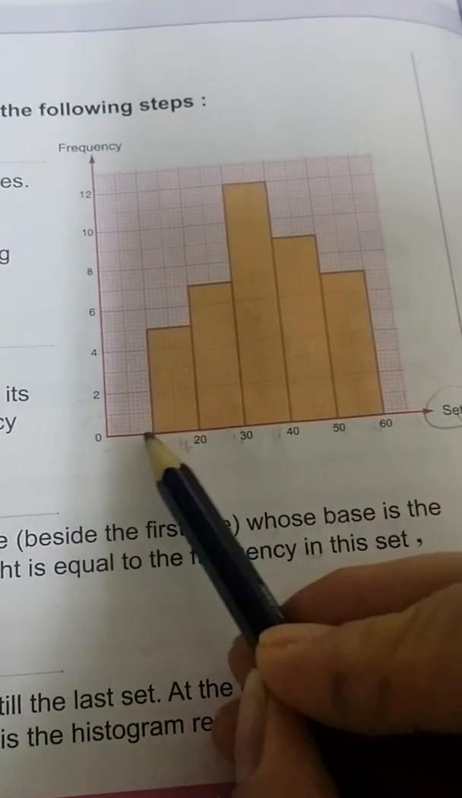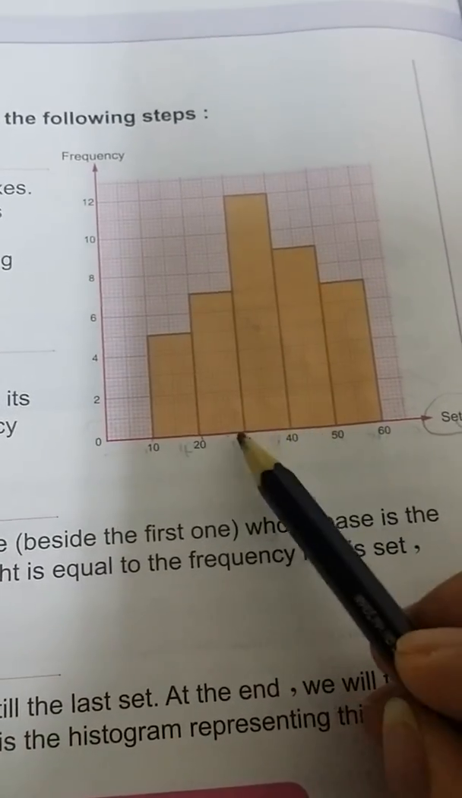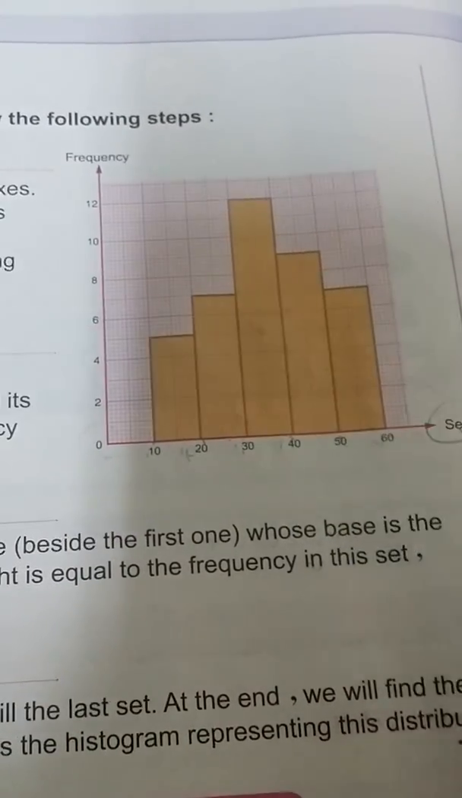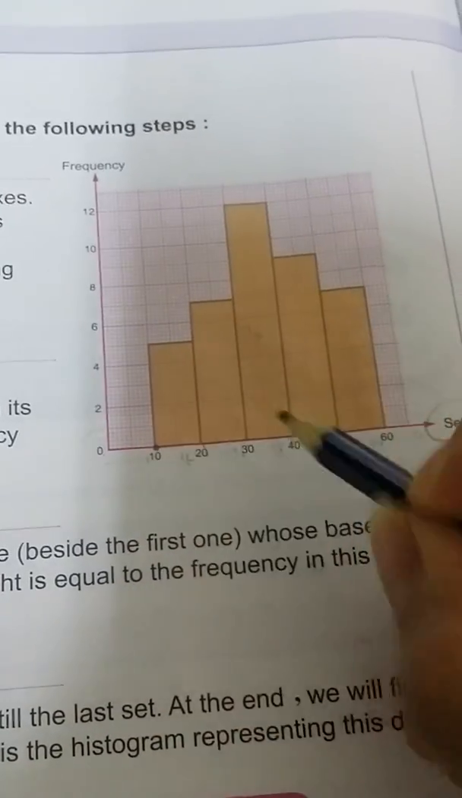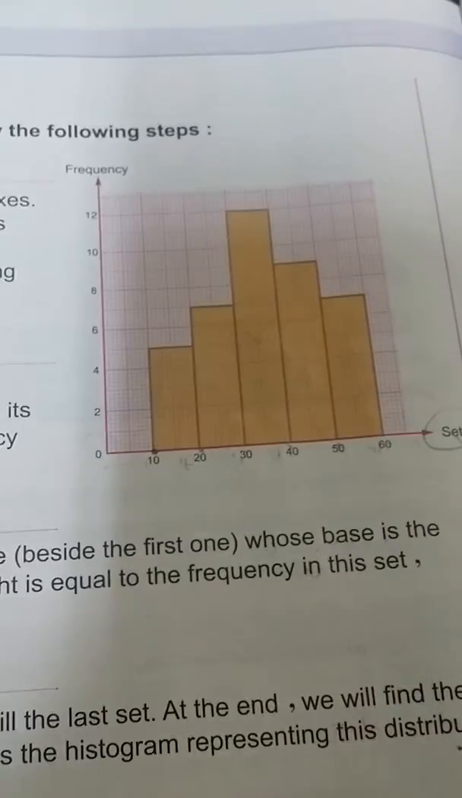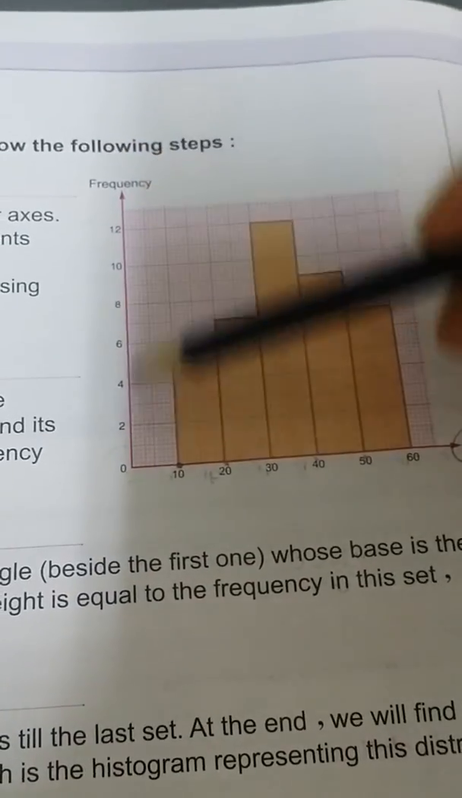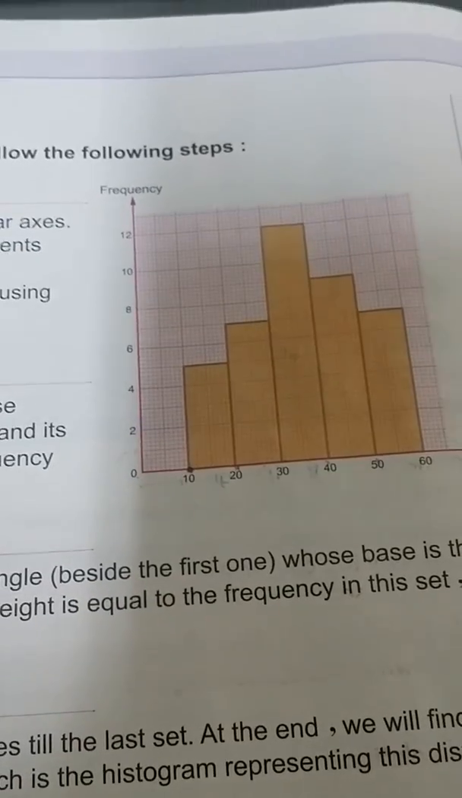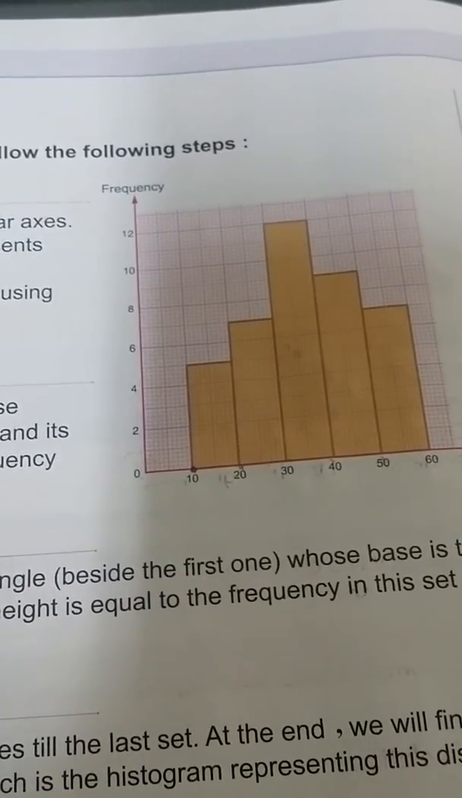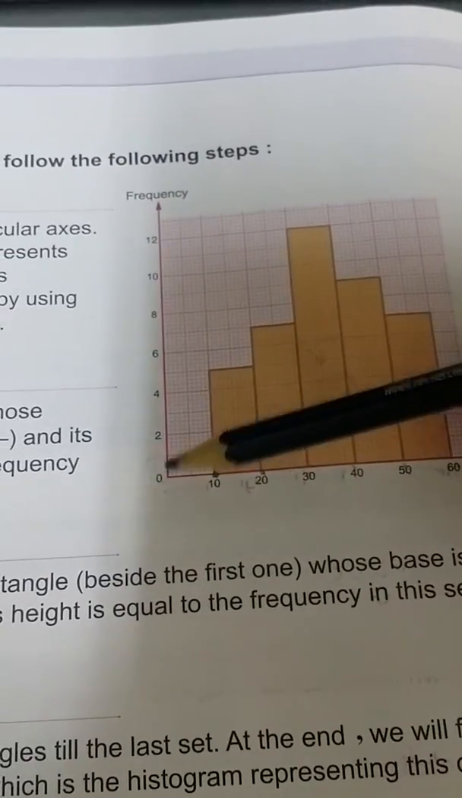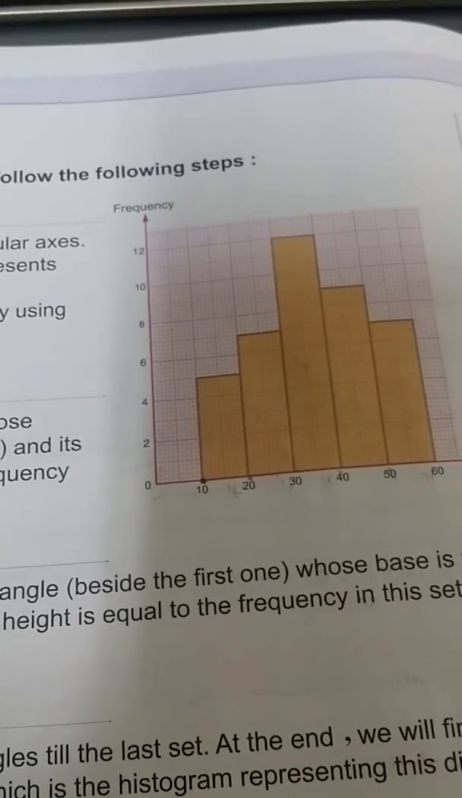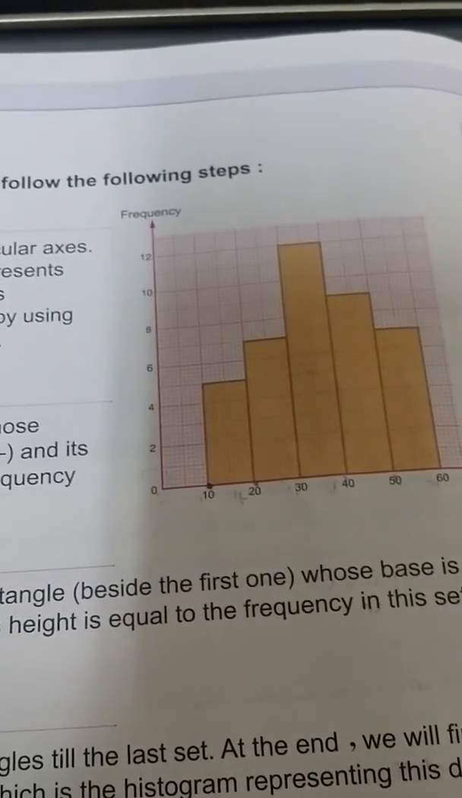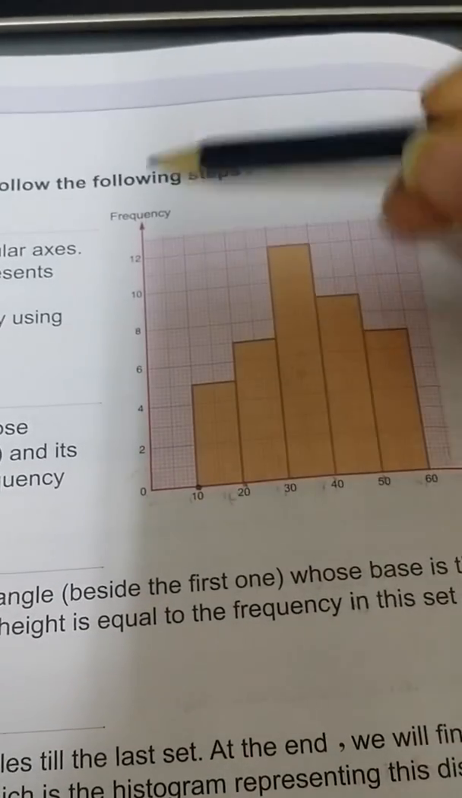Here we first determine the set axis. Our sets are 10, then 20, 30, 40, 50, 60. Each square from 0 to 10 is the first set, then 20, then 30, and so on. And for the frequency, or y-axis, we have different frequencies: 5, 7, 12. So we must determine the scale with the same numbers, adding a constant number each time. Here I make all of them even numbers.